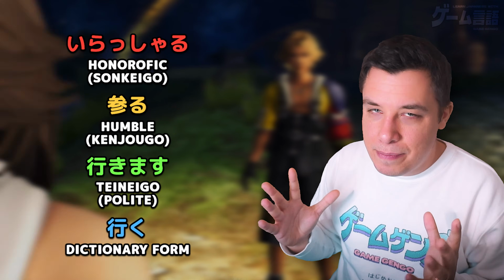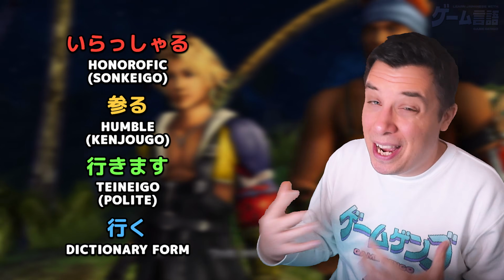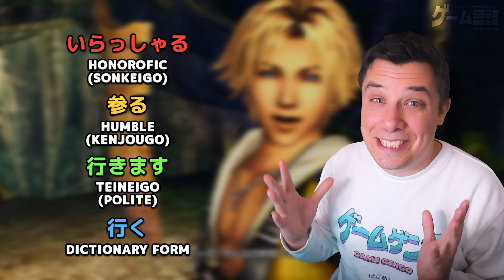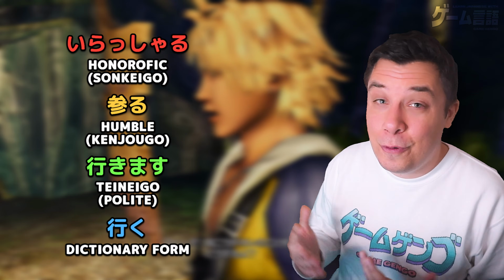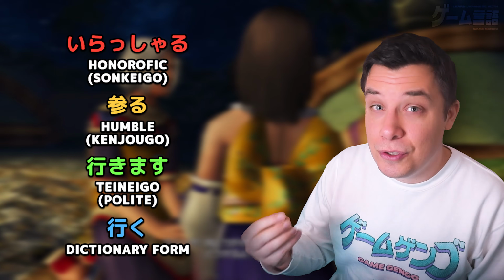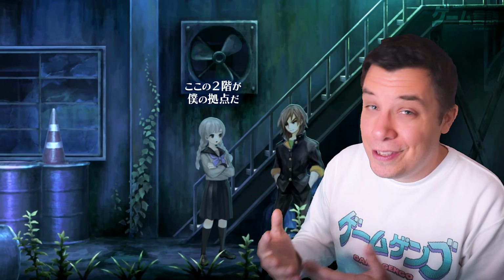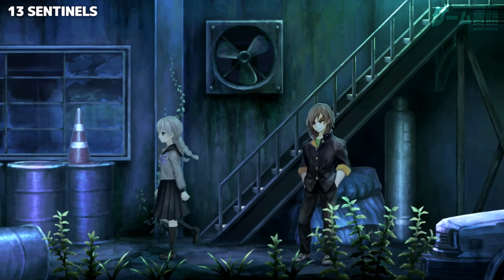Now, many textbooks may teach you the mas form first, but I actually really recommend learning the casual form first, what we're going to be looking at today. This is actually the simplest way of looking at Japanese. For example, ikimasu, to go. This turns into iku.